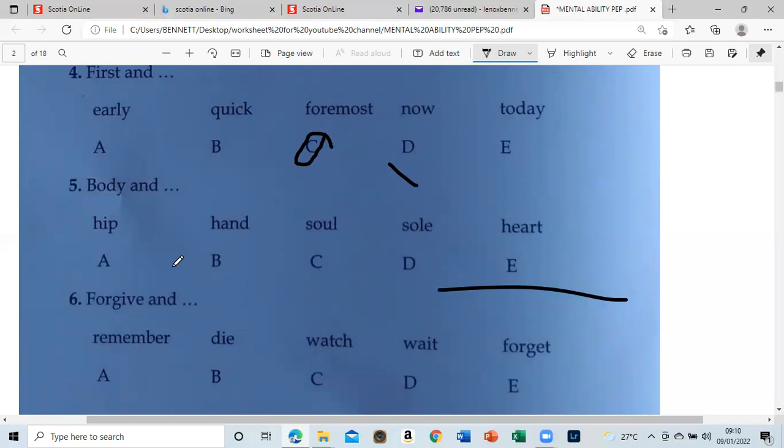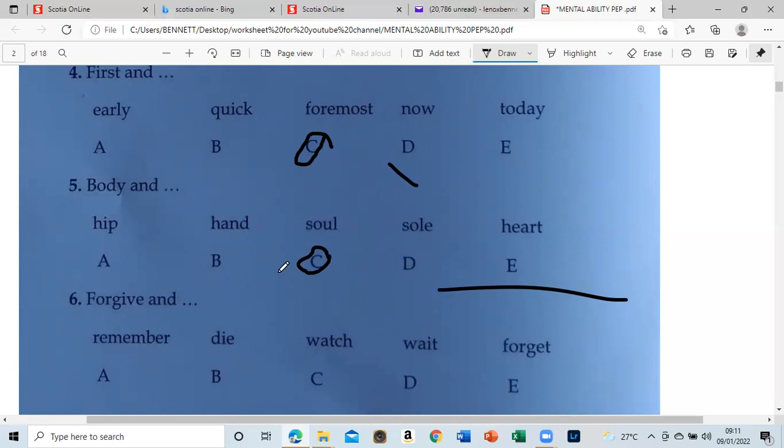Number 5, body and hip, body and hand, body and soul, body and heart. Now these are different, right? It's actually C, body and soul. Let's say I put my heart, body, and soul into everything I do. That's how Mr. Bennett is.